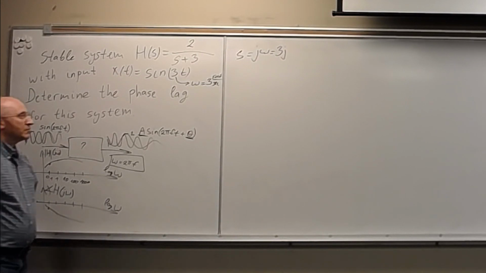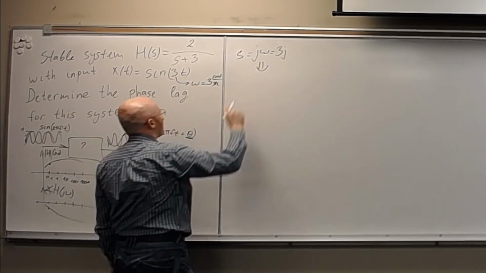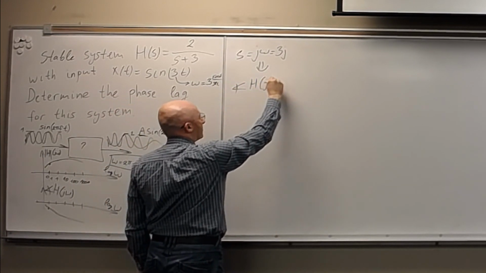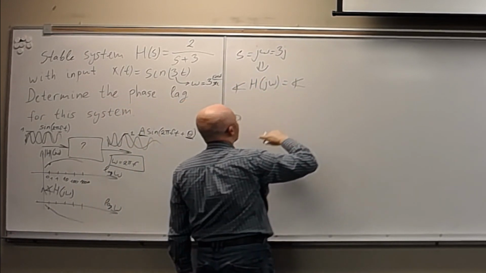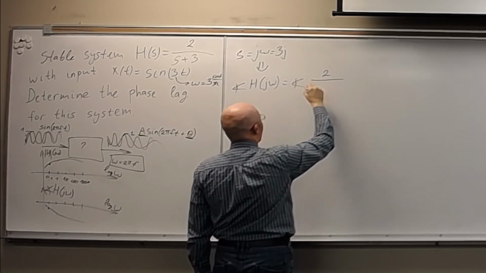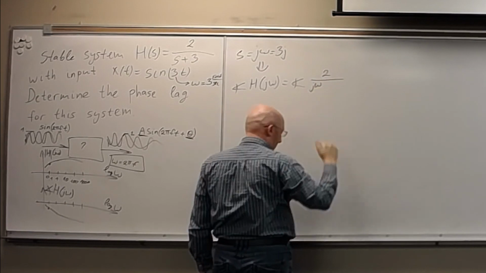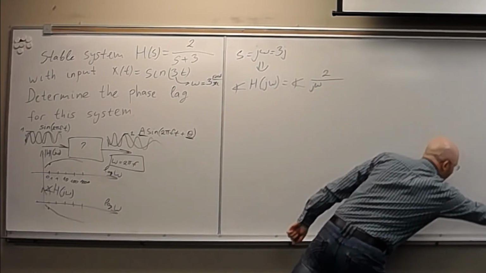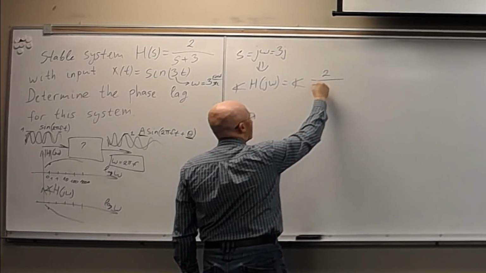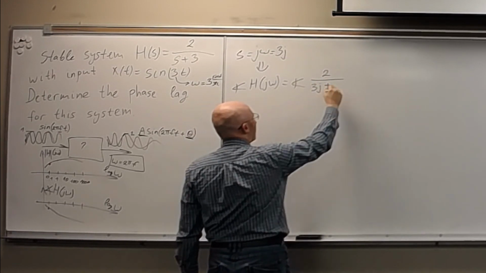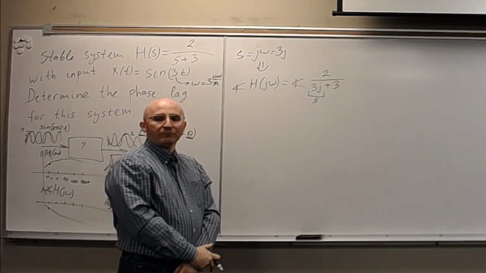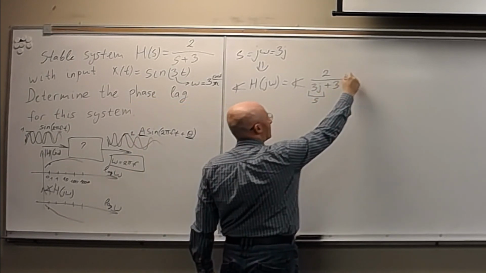Which means that from this one, I'm getting angle of H of j omega equals angle of 2 divided by j omega, and omega in that case is 3, so we can simplify right away. So it's 3j plus 3. This one is s. Now, what is that angle?